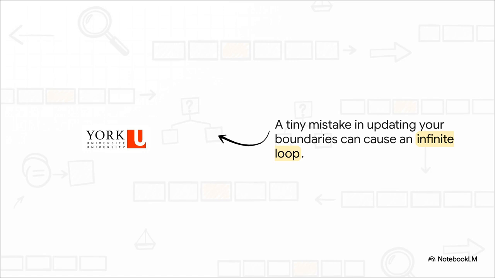And here's the other classic trap. When it's time to shrink your search space, how exactly do you update your left and right boundaries? If you're not super precise, like if you say left equals mid when you really should have said left equals mid plus 1, you can get into a situation where the search space just stops shrinking. Your algorithm gets stuck, checking the same few elements over and over again forever.